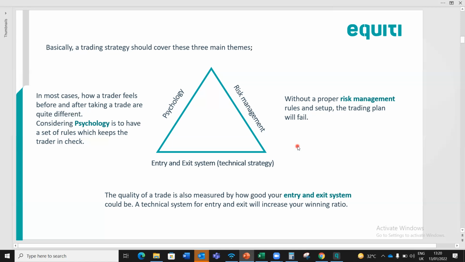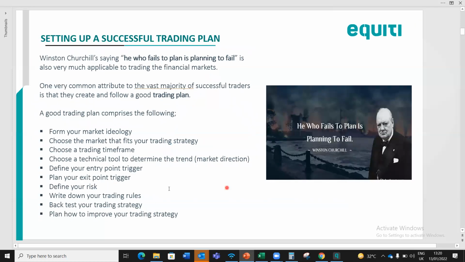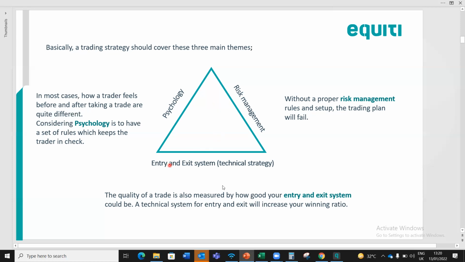Now, once you have your psychology put in place with some set of rules, and you also have rules and setup in your trading plan that guides your risk management, and then you also have a good technical strategy which you can use for an entry and exit system, then trust me, that professionalism you've always looked out for, you will become. So these three are key and essential, and I'm going to be touching all these three in the 10 points that I have mentioned earlier. Okay, so now let's quickly go.